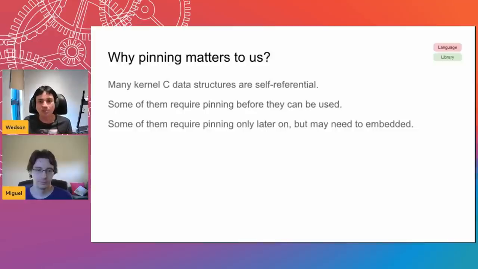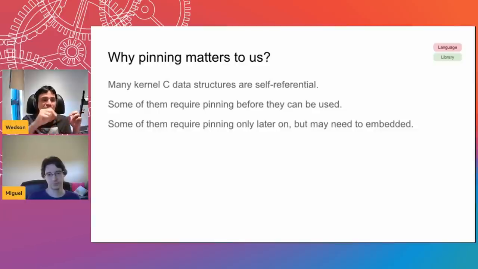In some cases, we need these objects to be pinned. What's the relevance of being self-referential to pinning? If there are these self-references, we want to have this pinned so that it cannot be moved, because when they are moved, these pointers don't get updated. And I'll show you in more detail in a second how this happens.